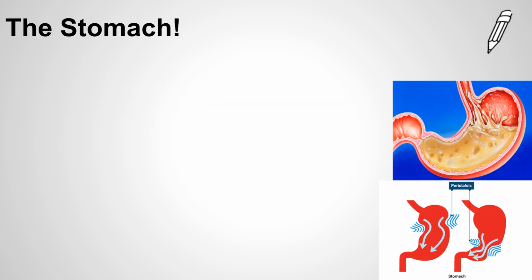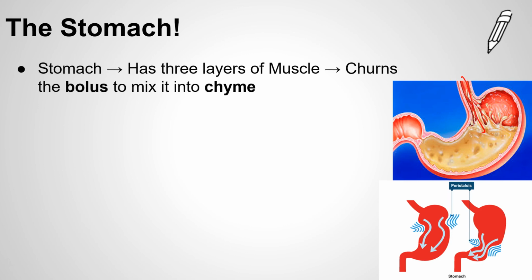Next, after it goes down the esophagus, it's going to enter the stomach. And a lot of people think that the stomach is where most digestion occurs. It's actually not. We'll get into where most digestion occurs in a little bit. What the stomach does is it churns or mixes that bolus, okay, into chyme. So it's going to mix that bolus in with the stomach acids, which is like a soup. And once it's all mixed up and soupy, now it's called chyme. And the stomach has 3 layers of muscle, which again I'll show you in a moment.